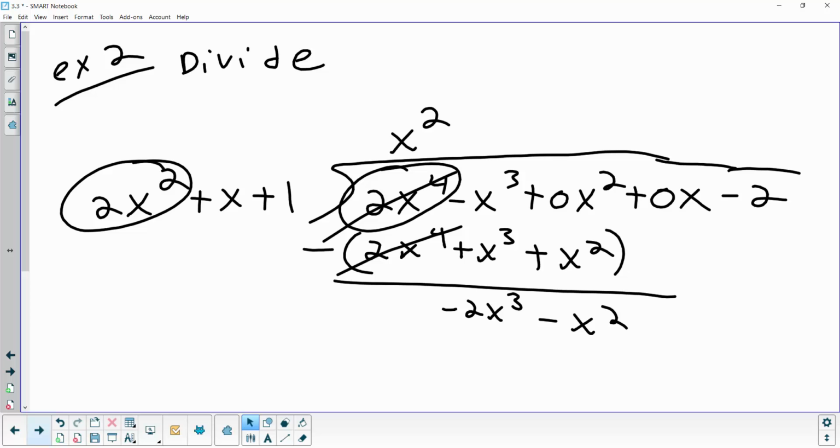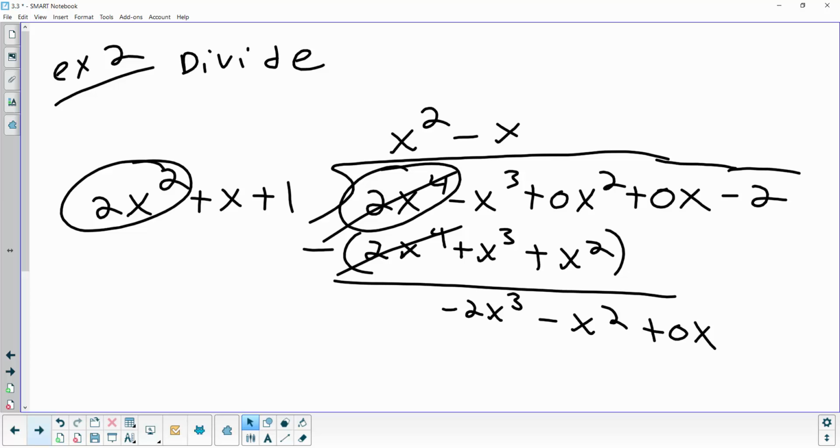Okay. Tyler, is the degree on the inside, where I'm doing the work, smaller than what's on the outside? No, not yet. I have a 2 on the outside, I have a 3 on the inside, so we gotta do it again. So Ashley, how do I start the process for the next round? Drop down the 0x. Yep, bring down that 0x. And Jake, what if I divide 2x squared into negative 2x cubed? Negative x. Yep, negative x.